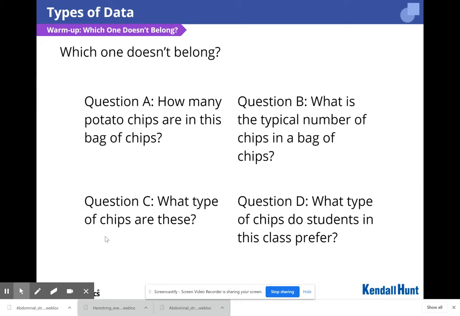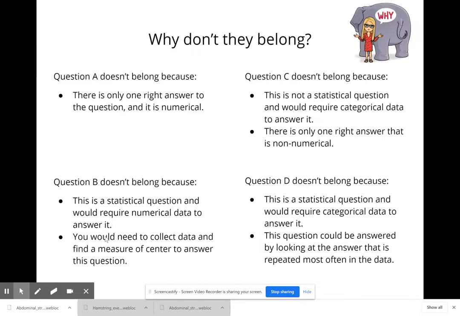So you were asked a question to figure out which one of these does not belong. So in questions like this, when we have a warm-up, there are multiple correct answers. I'm not always looking for a specific right answer. I'm looking to see if you can explain your reasoning. So all of these questions that you looked at yesterday don't fit for one reason or another.